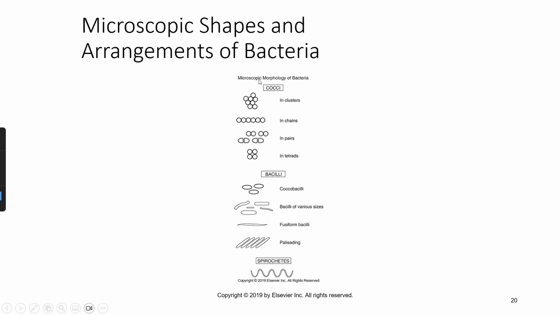Just looking at the cell shape and staining the organism and referring to the source of where the organism came from, you can give a preliminary diagnosis or a presumptive identification to the doctor. Bacilli. Coccobacilli would be short rods. Bacilli of various sizes. There's fusiform bacilli. Palisading kind of forms these palisades here. And spirochetes, long spirals.